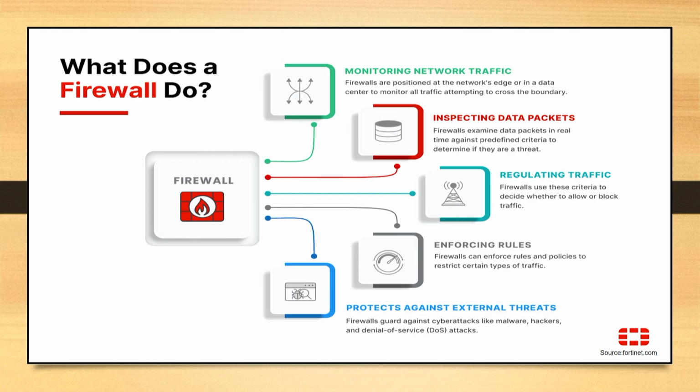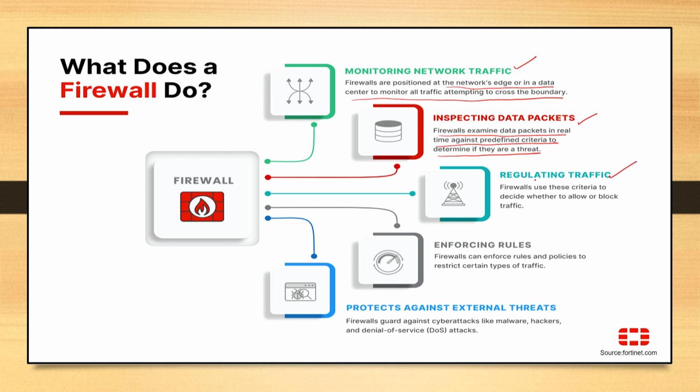What exactly does the firewall do? It monitors the network traffic. It means what? Firewalls are positioned at the network edges or in data centers to monitor all traffic attempting to cross the boundary. Inspecting the data packets, it means what? Firewalls examine data packets in real time against predefined criteria to determine if they are a threat.